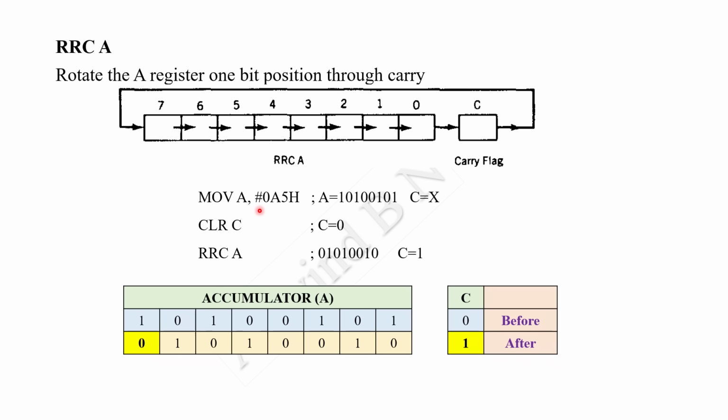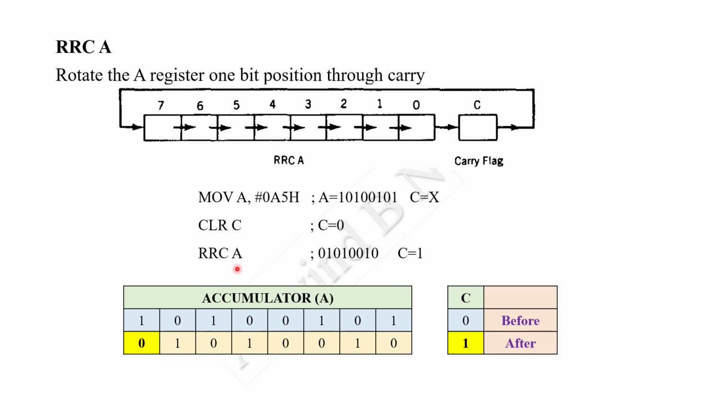MOV A, #0A5H. So to the accumulator we are storing the value A5H and then clear carry, because this is movement with respect to the carry. So before performing the RRC we are first clearing the carry by setting C equal to 0. Before this, the carry value is considered to be some unknown value, therefore it is written as C equal to X. Need not bother about that. So C will be initialized to 0.